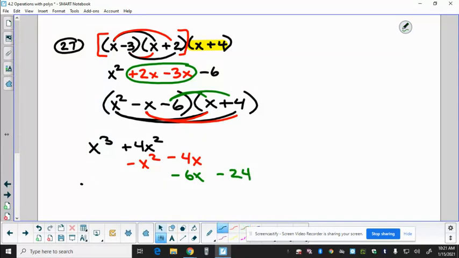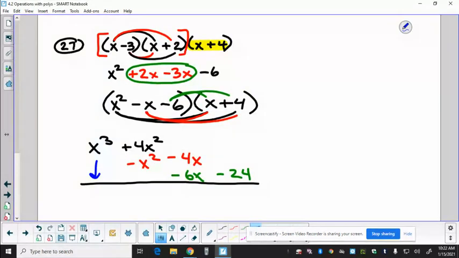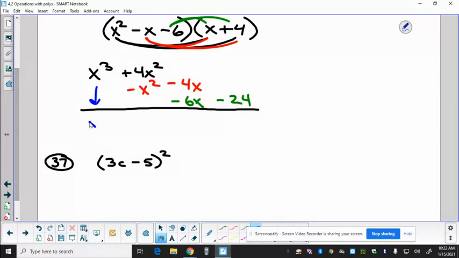Combine like terms. Ooh, running out of room here, aren't we? Let's go back to that. Okay, x cubed. Combine these x squareds. Minus 10x and minus 24. And there we go. All right, we have one more to do.